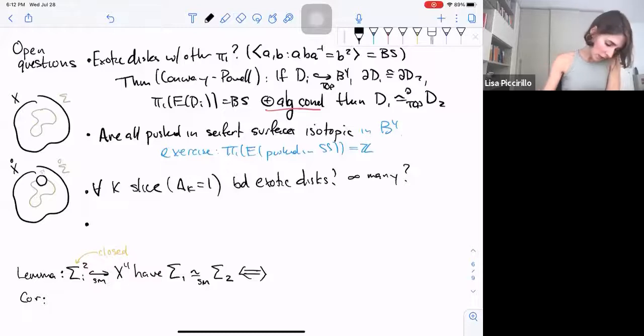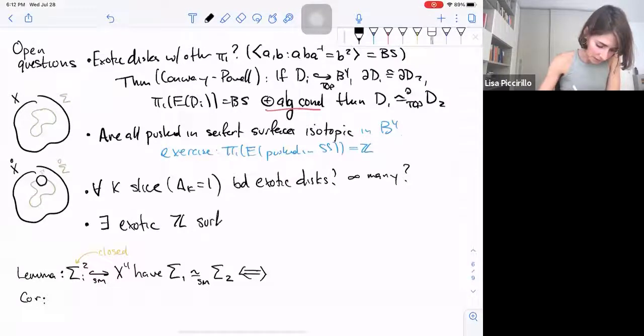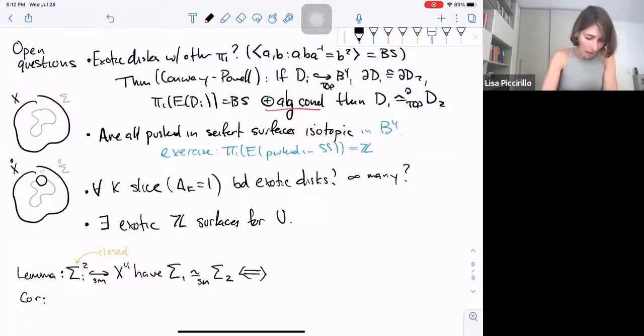And maybe a final question, and this is the most exciting question of them, is do there exist exotic pi 1 Z surfaces for the unknot? So, you know, it didn't really matter in the proof we just gave what K was. Like, I didn't even actually bother to write it down. So hypothetically, we could have done this construction and it turned out that K was the unknot if we'd done something clever. And that would be really good news.